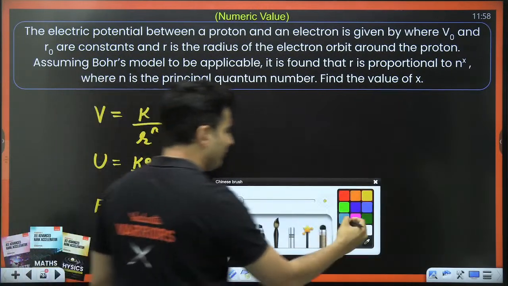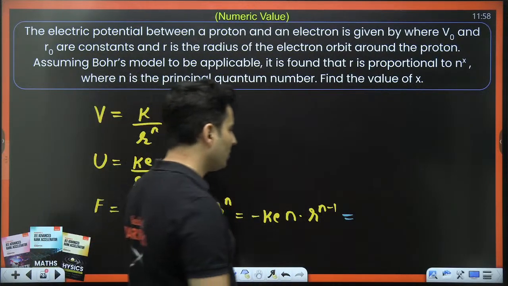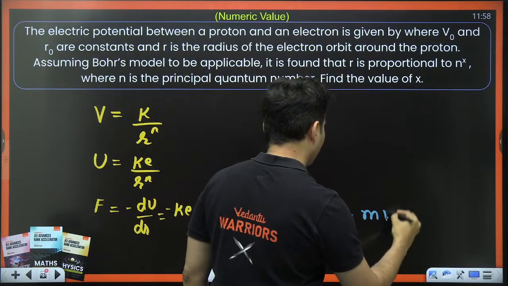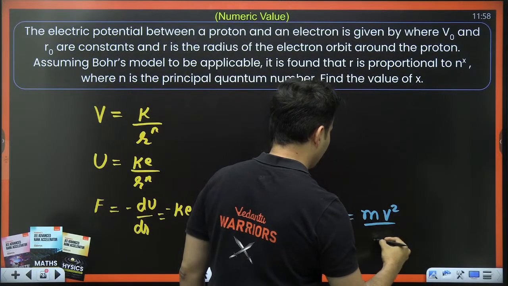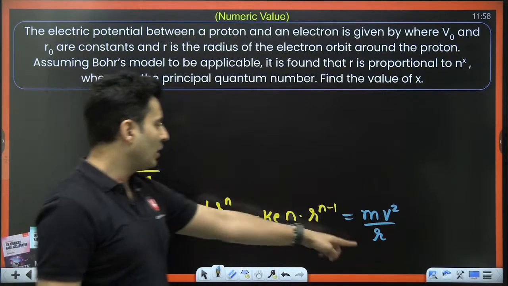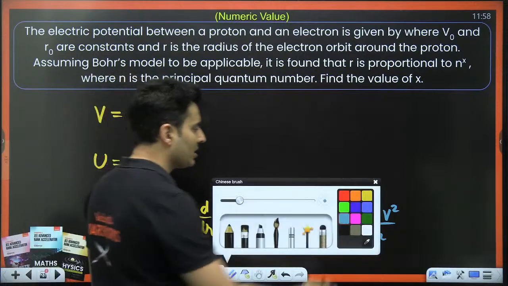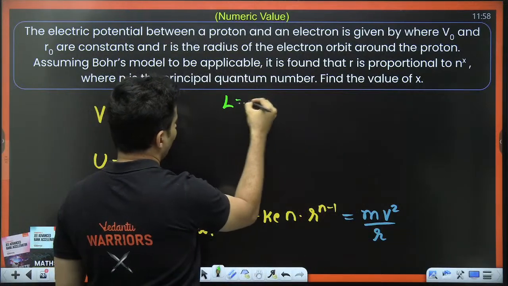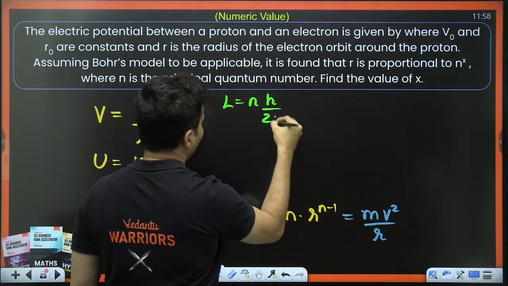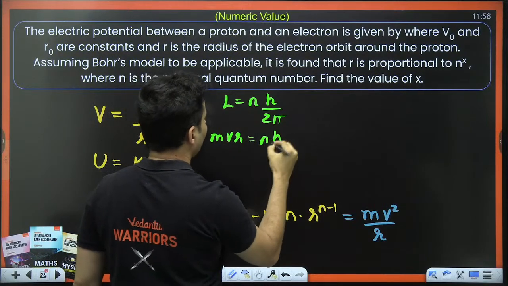Now this force you will basically equate to mv square by r. From this you will get the velocity relationship with radius. Another equation which you will use is that angular momentum is nh by 2 pi. Angular momentum is mvr, so this is equal to nh by 2 pi.